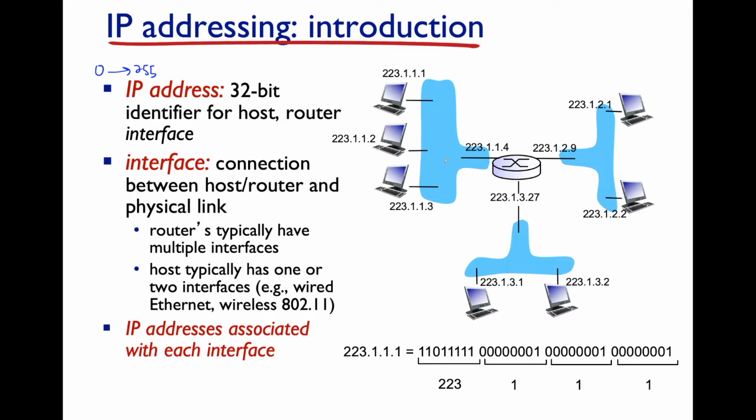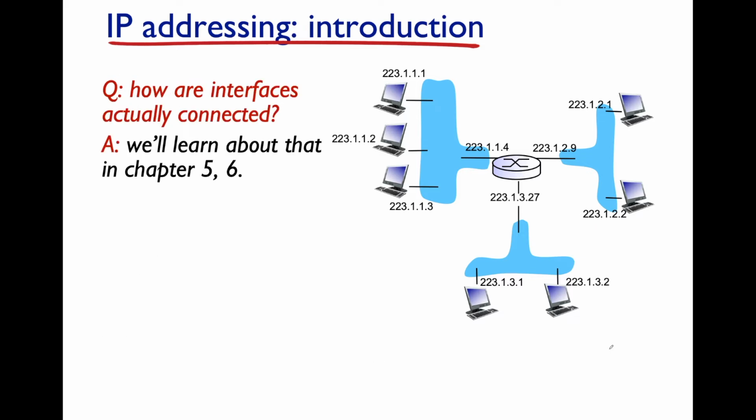And routers always have multiple interfaces, which I think I said already, and you have an IP address associated with each interface. So let's take a look at this first IP address, 223.1.1.1. If we decompose this in binary, well, this string pattern is 223. Then we have 1, which is all zeros and a 1, all zeros and a 1, all zeros and a 1. Okay, so how are these interfaces actually connected?